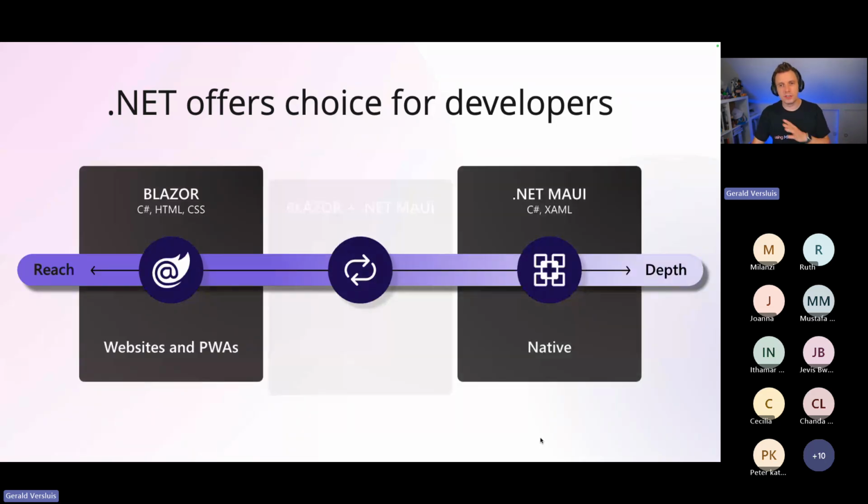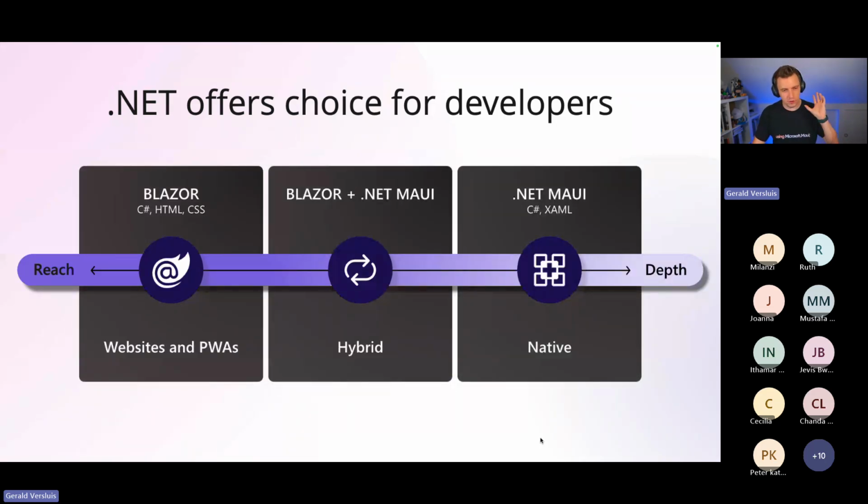So .NET offers a wide choice for all developers, right? If you want to go for reach, if you want to reach every person with a browser on their device, whether that's their watch or their refrigerator or their monitor, their smart TV, I don't know, build something with Blazor, right? You can also build a website or progressive web app, do it in all kinds of other frameworks, but that will take you to all the devices in the world that have access to a web browser.